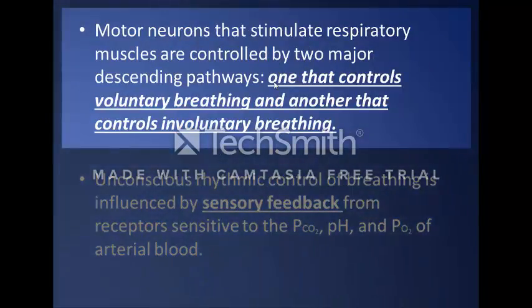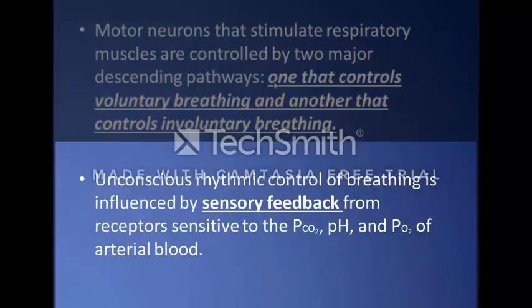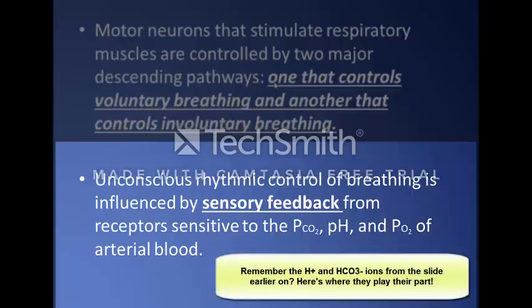Motor neurons stimulate respiratory muscles and are controlled by two major descending pathways, one that controls voluntary breathing and another that controls involuntary breathing. Unconscious, rhythmic control of breathing is influenced by sensory feedback from receptors that are sensitive to partial pressures of carbon dioxide, oxygen, and acidity levels of arterial blood.